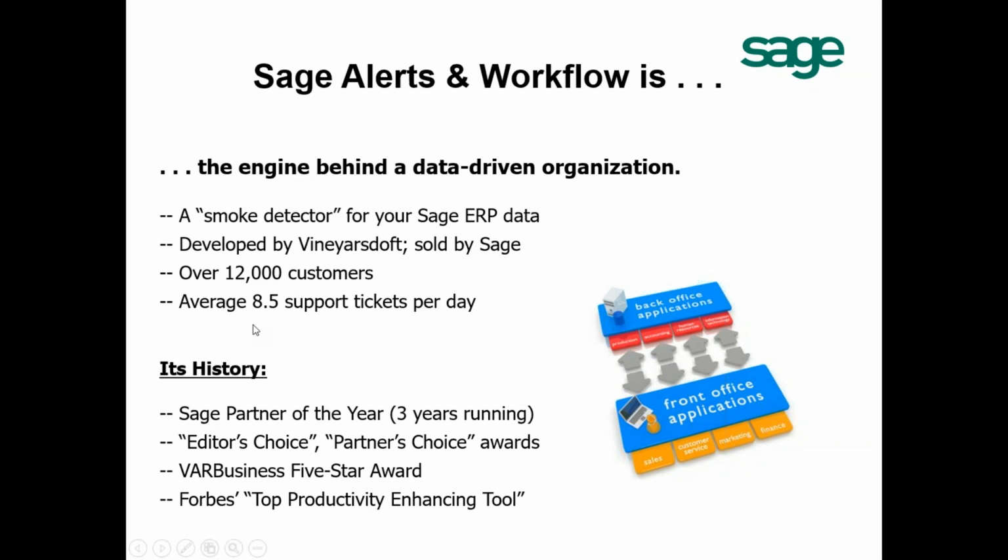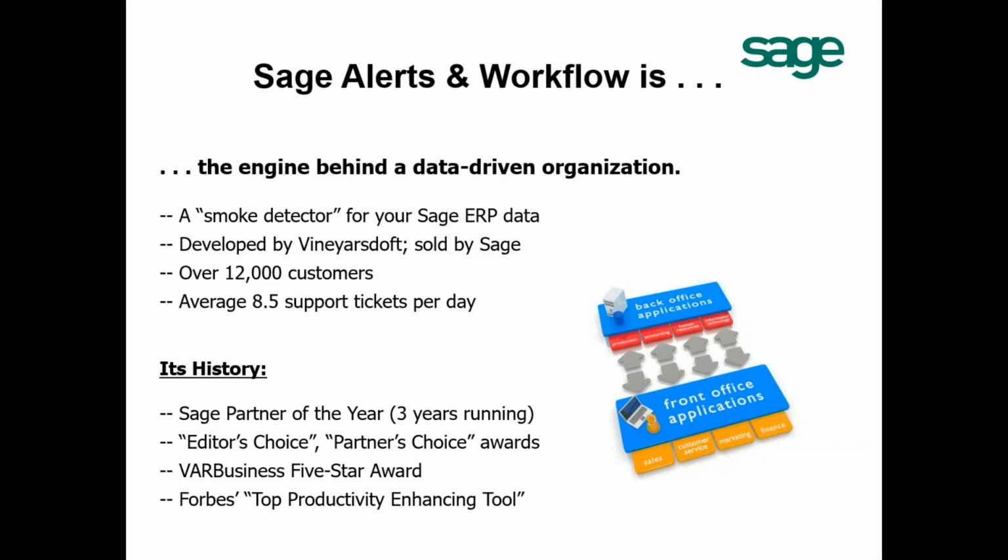Now, although that 12,000 customers number sounds impressive, I think the number after it actually makes it even more impressive. We do all frontline support for Sage Alerts and Workflow, and our technical support department receives an average of just under 9 incoming or new support tickets a day. What that really speaks to is the fact that Sage Alerts and Workflow is a set it and forget it type of technology. Typically, clients who purchase Alerts and Workflow, we don't hear from them but once a year when they renew their annual maintenance and support.